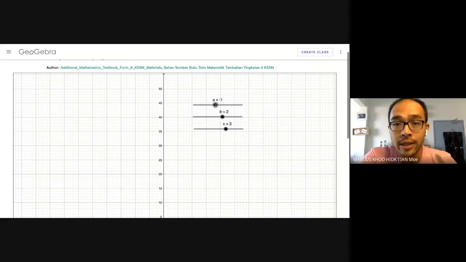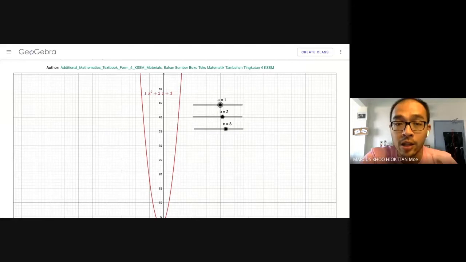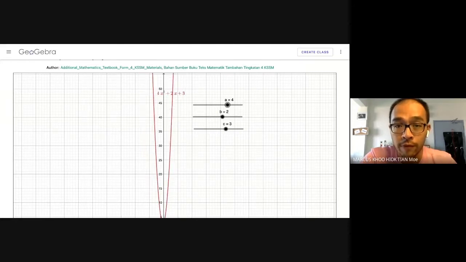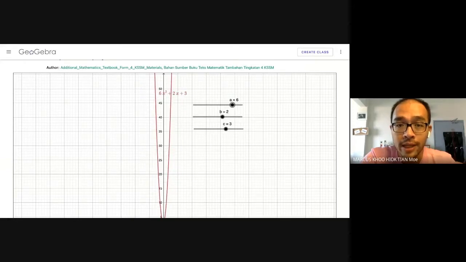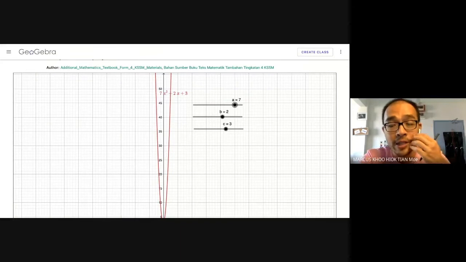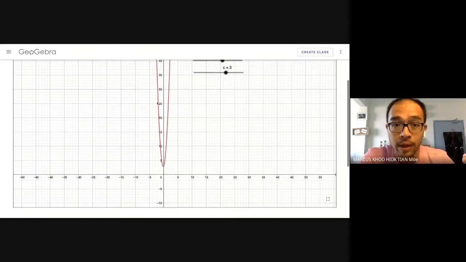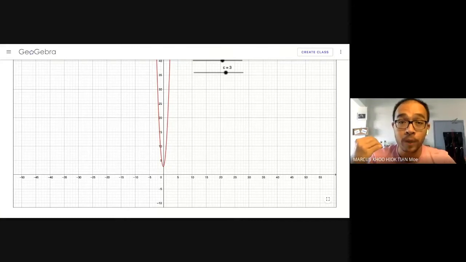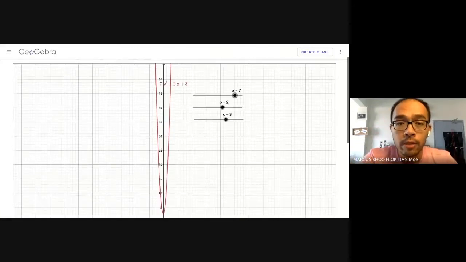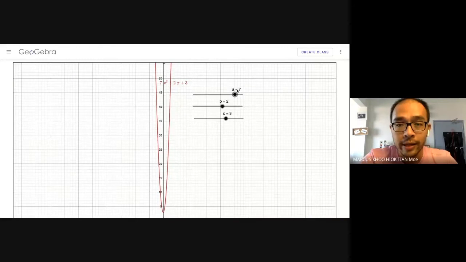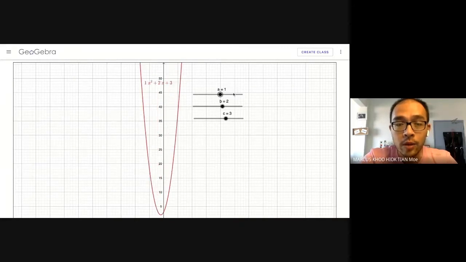Okay, take a look at this. Dia adalah minimum graph kalau dia adalah nombor positif. Take a look. A equals to 1, A equals to 2, 3, 4, 5, 6, 7. As long as the A is a positive number, the graph will be a minimum shape. Okay, that's point number 1. Point number 2, look at this graph again. Let me start from 1. Okay, look at this graph again.